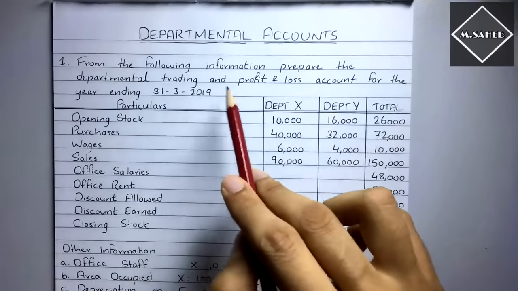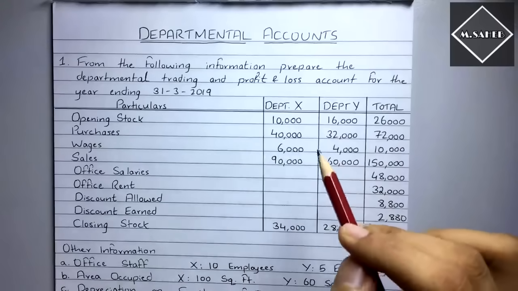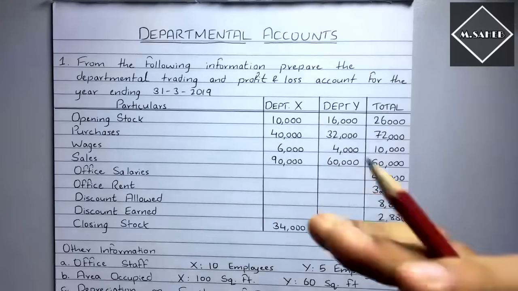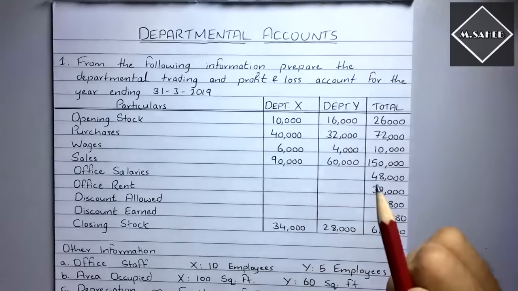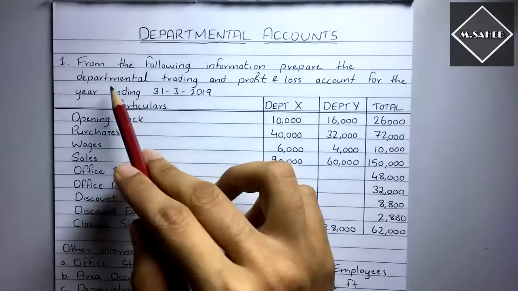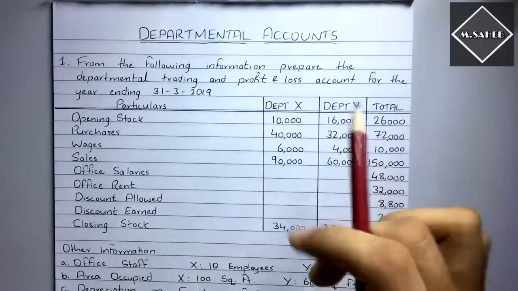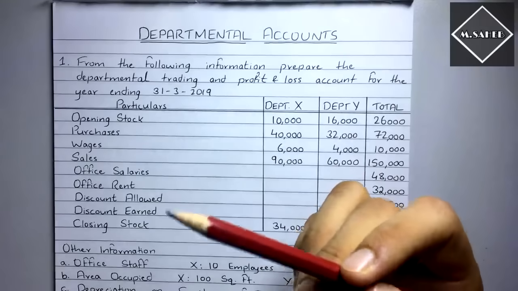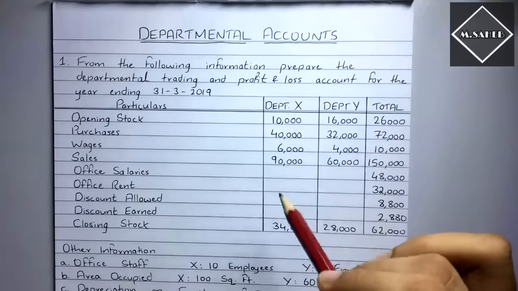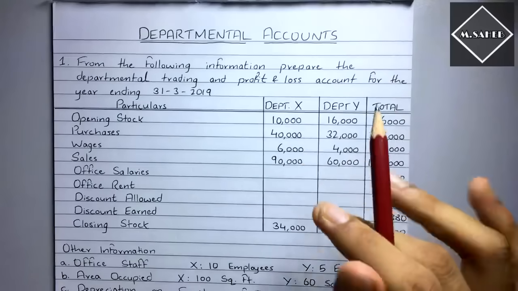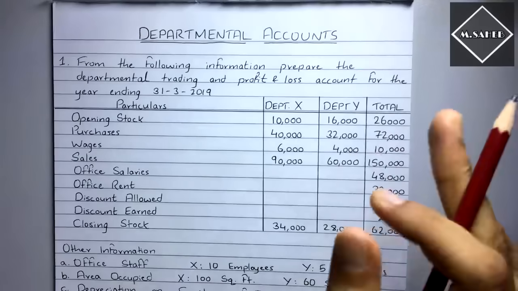We prepare a trading and profit and loss account comprising more columns. Depending upon the department, the columns will increase. Each column will represent a single department. That's what we do over here. We prepare the departmental trading and profit and loss account. It's completely the same as the previous trading and profit and loss account which we used to prepare, just that this account will have a lot of columns. That's it, so that we can find out each department's profits separately.